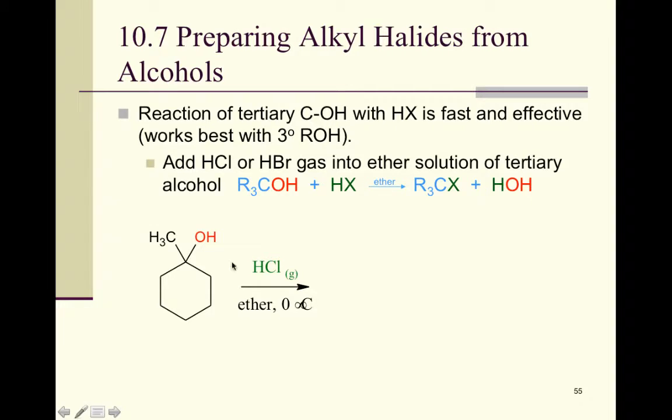What's going to happen? Well, under these conditions, OH is going to be substituted for Cl. And this is a tertiary alcohol, so the reaction is going to go well. We see that Cl has substituted for the OH, and we have a minor secondary product of HOH. This H came from the acid, OH came from our alcohol piece.